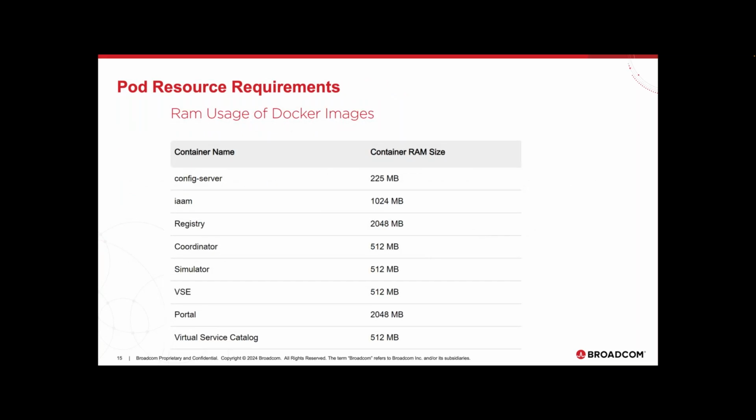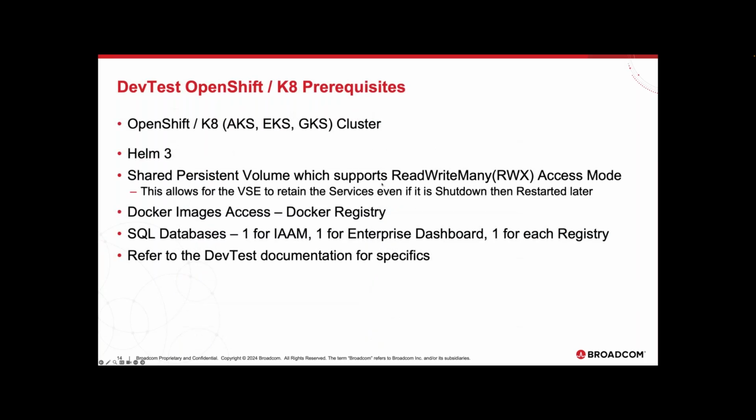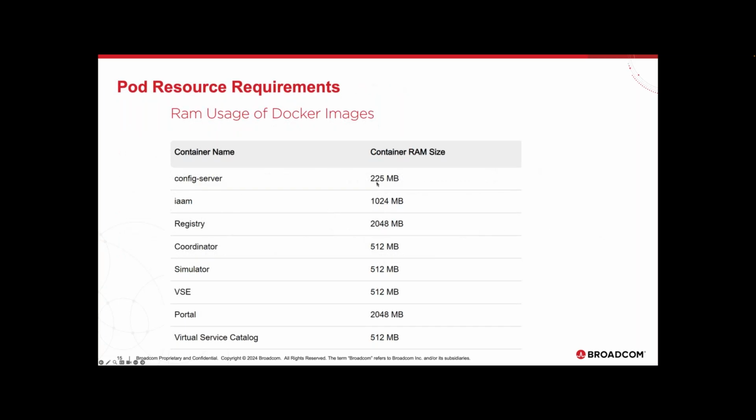I will just give you a gist of the memory requirement for these Docker images. Configuration server will use around 225 megabytes of memory, IAM 1 gig, registry 2 gigs, coordinator, simulator, and VSE half a gig, and portal will use 2 gigs, and virtual service catalog will use at least half a gig of memory.